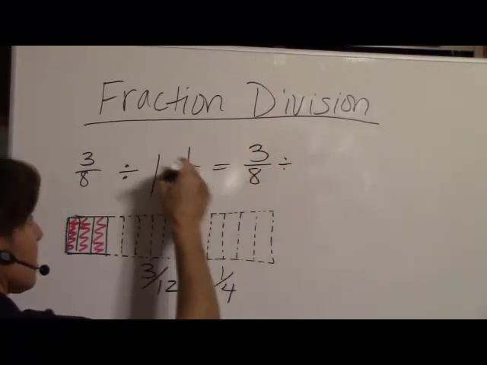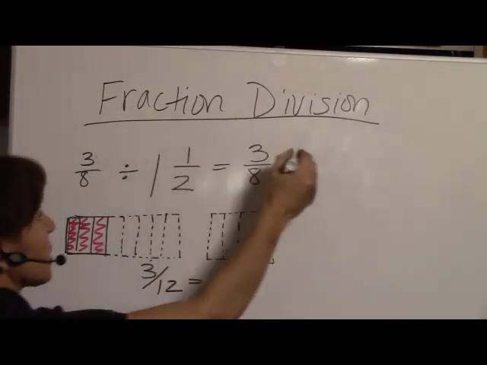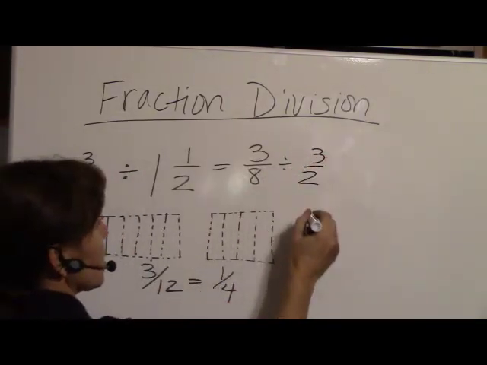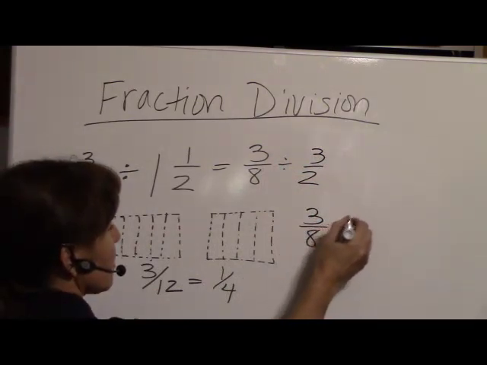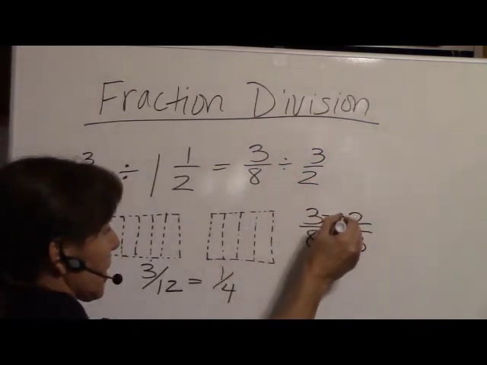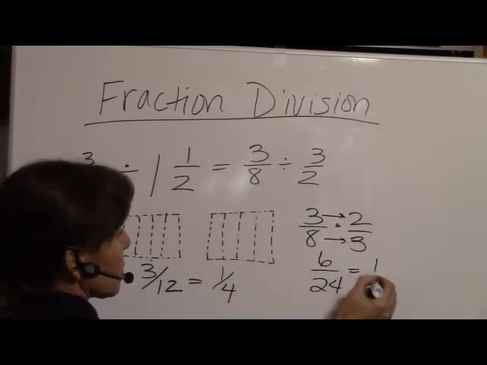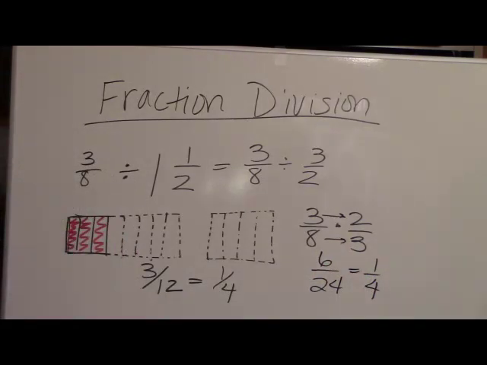First you turn this into 2 times 1 is, one set of 2 over 2 is 2, plus 1 is 3 over 2, which gives you 3/8 times 2/3. Okay? When you multiply again, now you're multiplying, so you go straight across. That gives you 6 over 24, which reduces to 1/4. So I get the same answer.